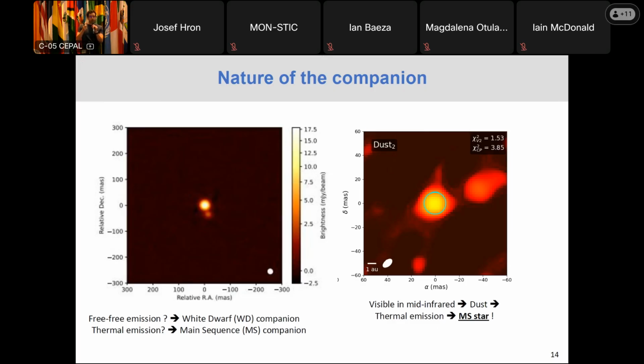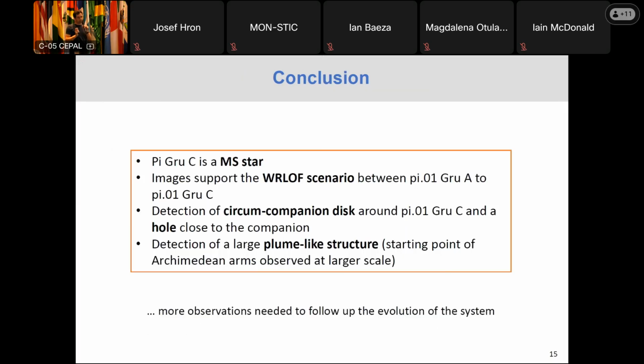But with the MATISSE observation in the N band, where we expect to see the dust thermal emission, we would see a signature if it were thermal. If we see a signature, this is not free-free emission; otherwise we wouldn't see anything in the N band data. So we are facing a thermal emission, and therefore a main sequence star as a binary companion. For the conclusion, basically, pi1 Gruis B is a main sequence star.